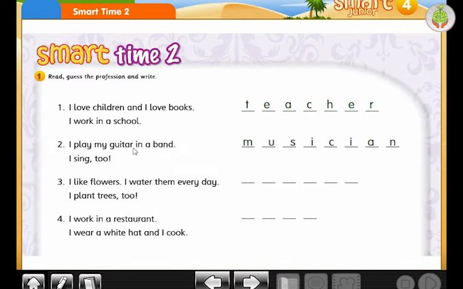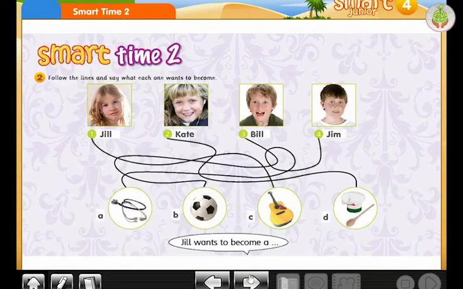He's playing the guitar. Number 3. I like flowers. I water them every day. I plant trees, too. So, what's his job? A farmer. Very good. Number 4. I work in a restaurant. I wear a white hat and I cook. So, who is he? Chef. That's right. He's a chef. Please write it down in your book.